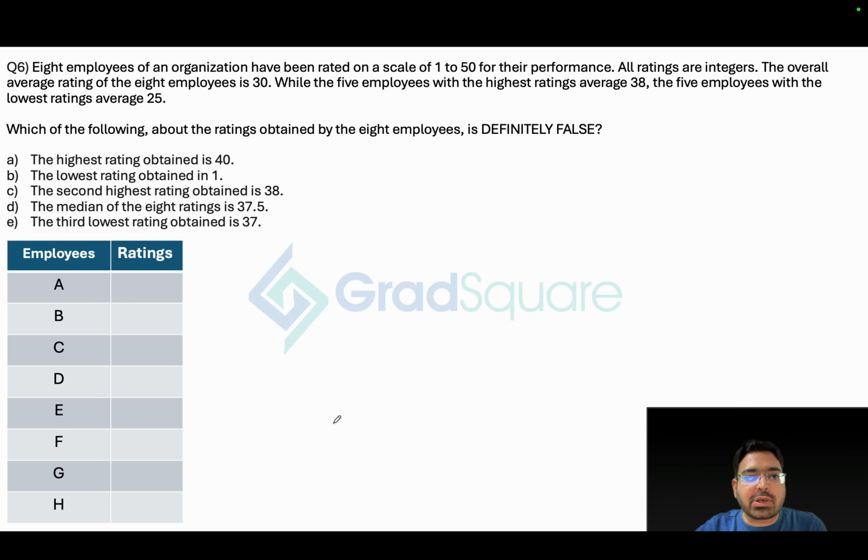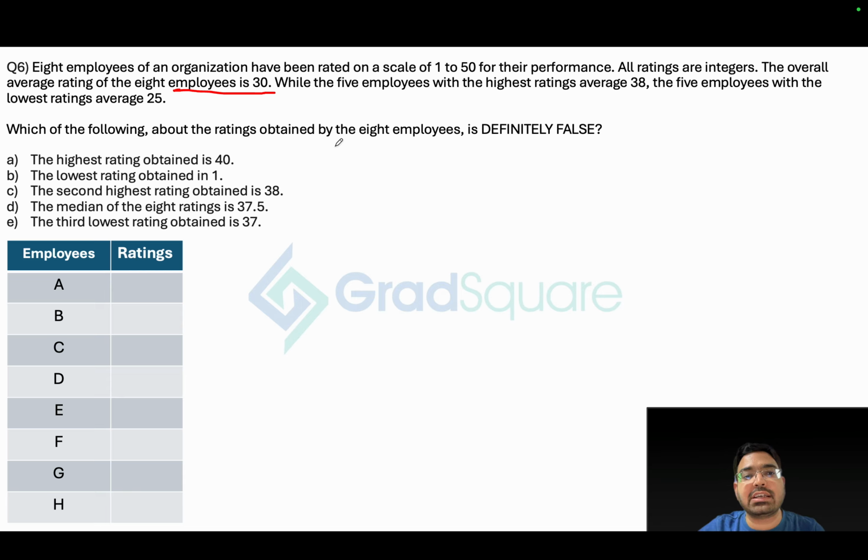Now let's look at these 8 employees, and I have arranged these in the increasing order of their ratings. That means H being the lowest and all the way up to A being the highest rating. All right. Now let's look at each of the equations one by one. The overall average rating of all 8 employees is 30.